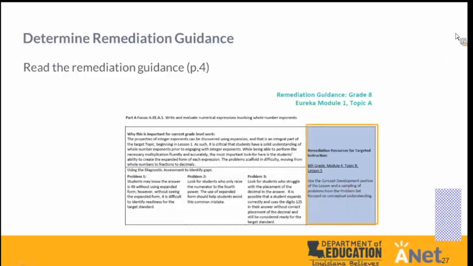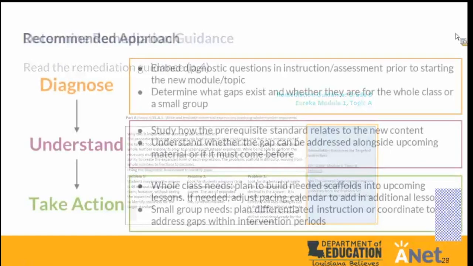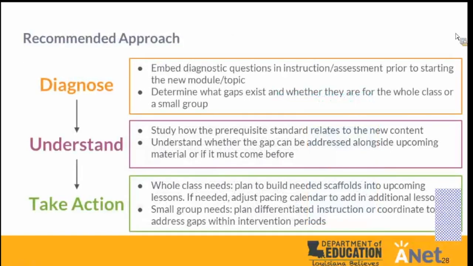This is the process that we've been working through today, and we're going to finish on webinar 2. So in orange, we diagnosed. We gave those diagnostic questions to our students prior to starting this topic, and we determined the gaps that existed and whether they were for the whole class or for a small group of students. Then we worked to understand how the prerequisite or foundational standard relates to the new content, and how the gap can be addressed alongside the grade level material. That's the piece we're going to dig into next time. And next time as well, we'll talk about taking action, so looking specifically at these materials and when we might use them in our instruction.